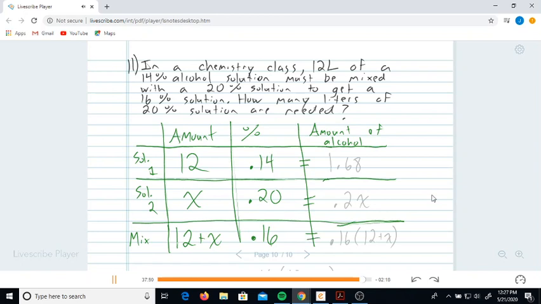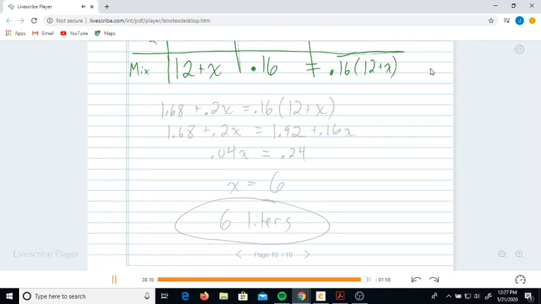And we can compute the amount of alcohol. So I have 12 liters of a 14% solution. That means 14% of the 12 liters is going to be pure alcohol. So in other words, in solution 1, we got 1.68 liters of pure alcohol. Here it's 20% times X. Here it's 16% of 12 plus X.